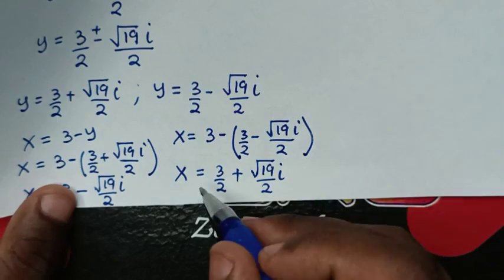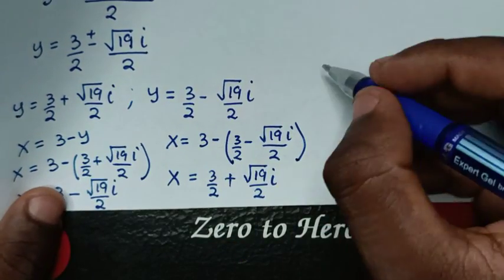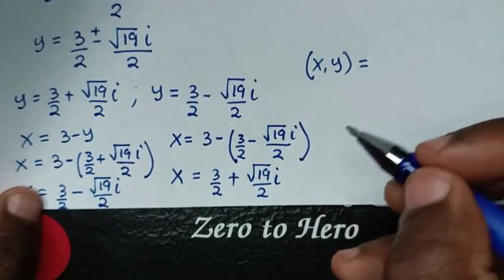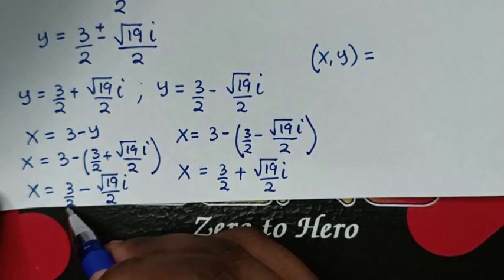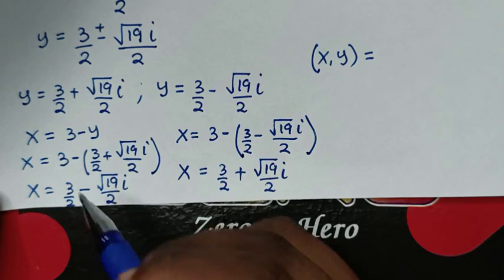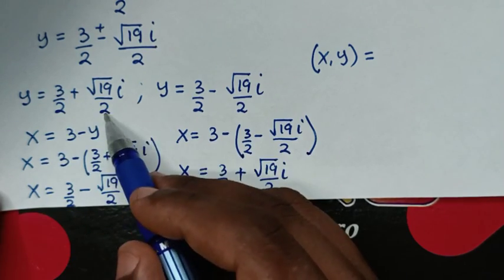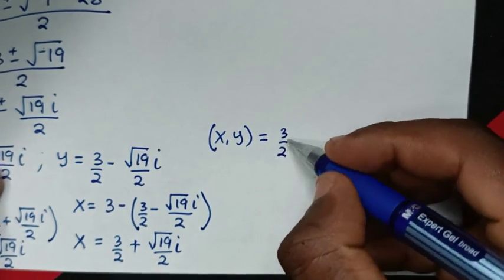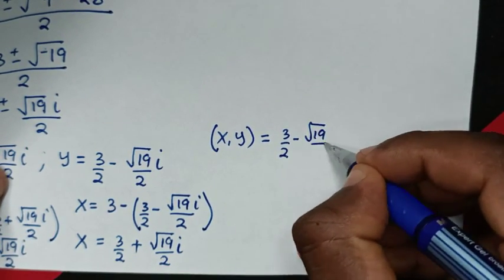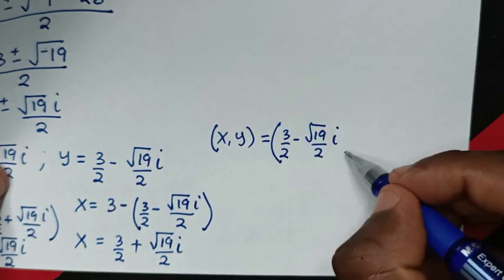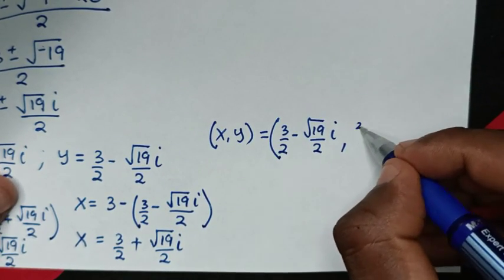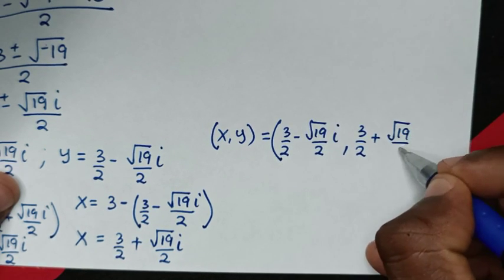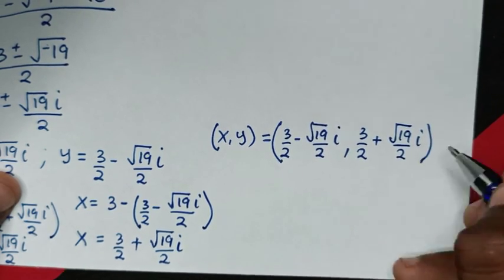Therefore, our conclusion for this solution, when (x, y) is equal to, for here x is 3/2 minus square root of 19 i over 2, and y is 3/2 plus square root of 19 i over 2. So (x, y) is (3/2 minus square root of 19 over 2 i, 3/2 plus square root of 19 over 2 i).